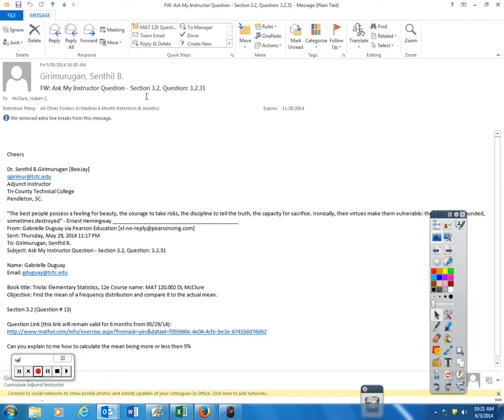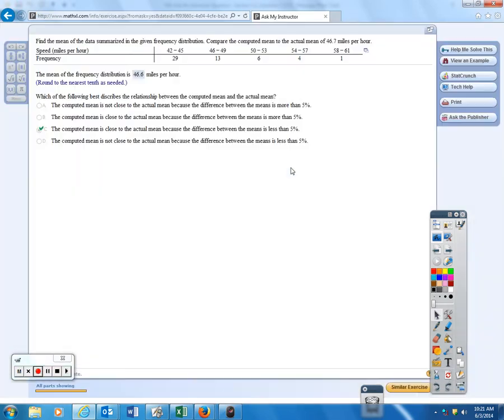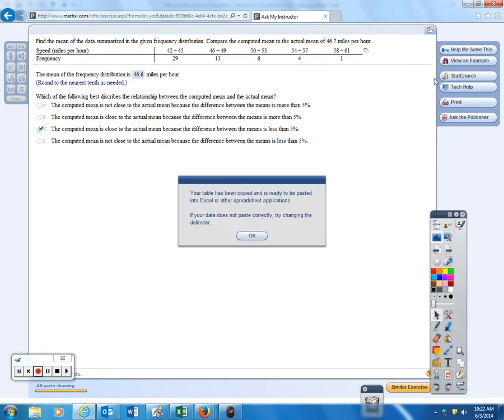I'll hit this button and the problem should come up. Sorry about that. Can't answer that while I'm doing a video. Alright. There's the problem, and I hit this little icon right here and copy the table.